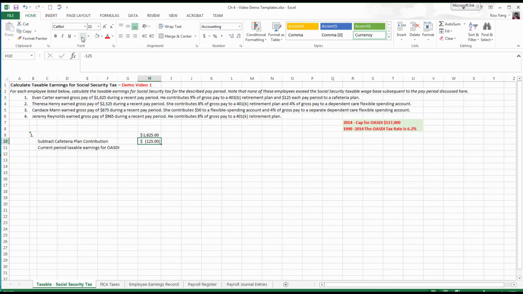So if we go ahead and do the calculation, our taxable amount for Evan is $1,500. Okay, simple as that. That's the amount that we're going to tax. We are just looking at the taxable amount right now. We're not doing the actual calculation of how much tax they owe. We're just looking at what we need to do to figure the taxable amount for that period.